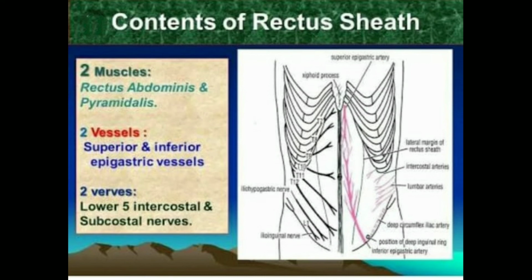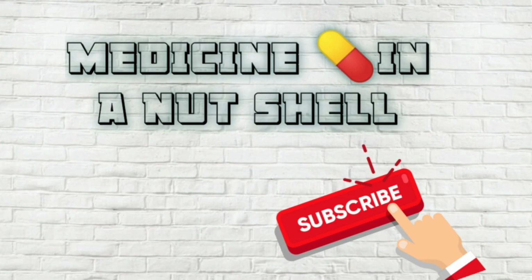The contents of the rectus sheath: there are two muscles, rectus abdominis and pyramidalis. Pyramidalis may or may not be present. Two vessels, the superior and inferior epigastric vessels. Two nerves, the lower 5 intercostal and subcostal nerves. We may also find the terminal parts of the lower 6 thoracic nerve.